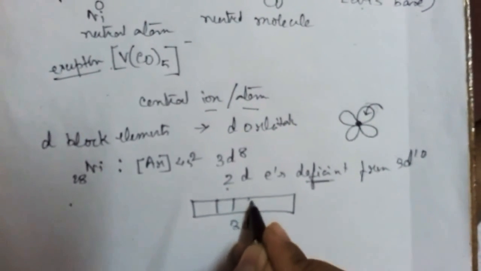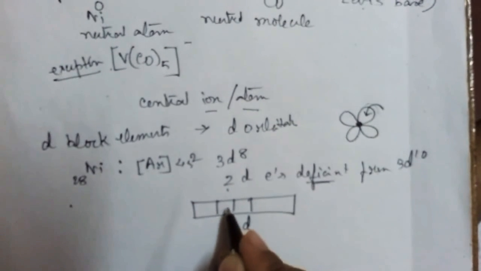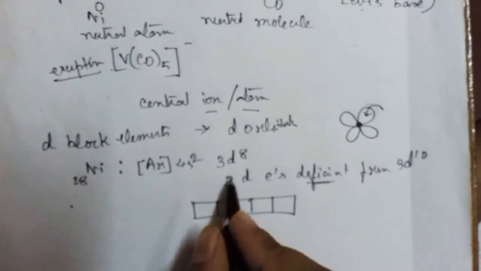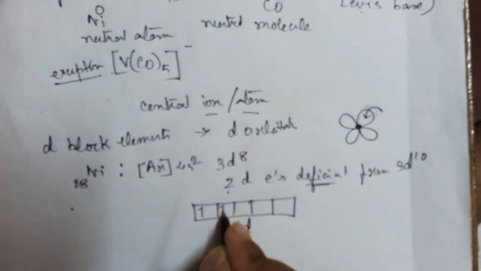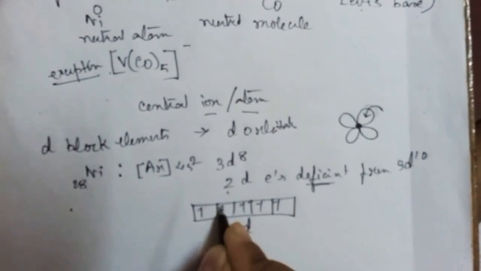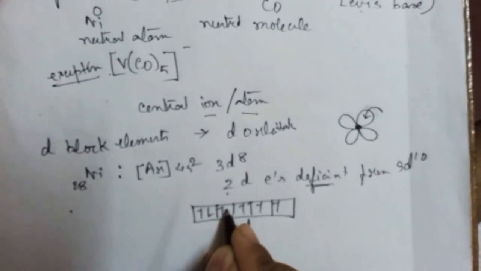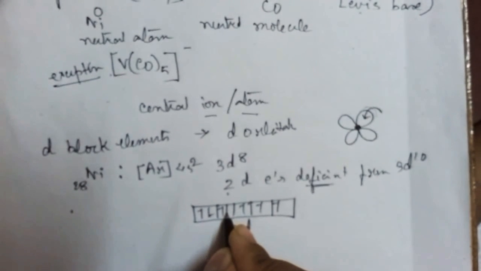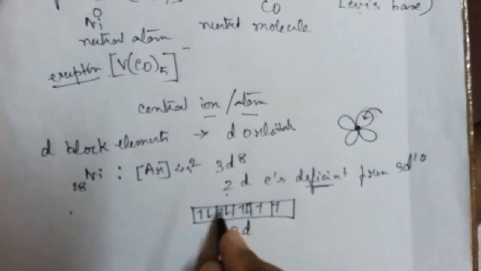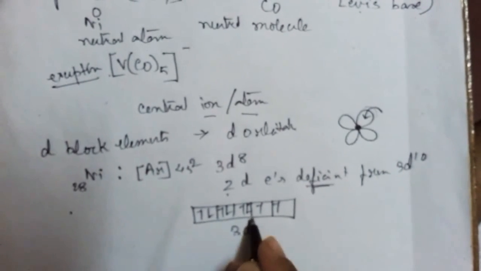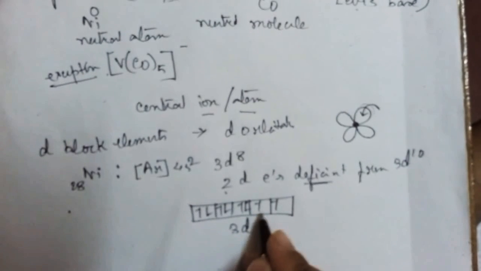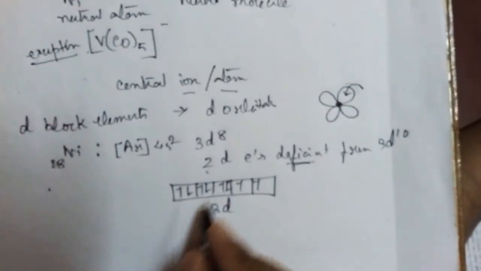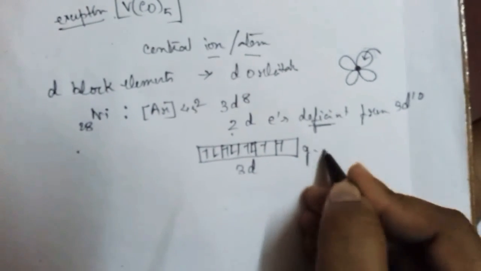So for the d block there are 5 orbitals, 1 2 3 4 5, and there are 8 electrons for neutral nickel. So 1 2 3 4 5, and this is actually paired, 3 pairs, so there will be no electron accepting here, but there are unpaired 2 electrons. So if electrons are there, it can accept. Actually it is in the ground state.